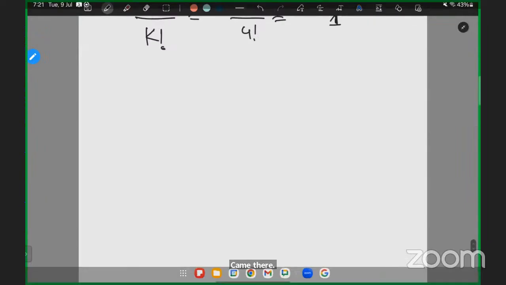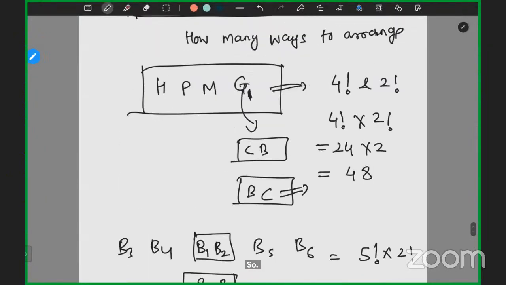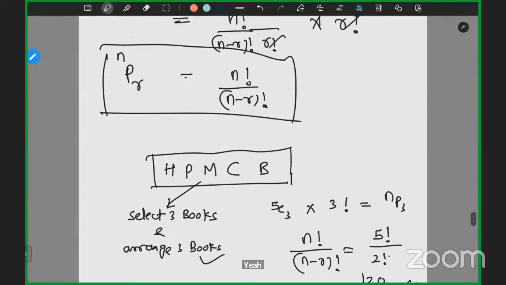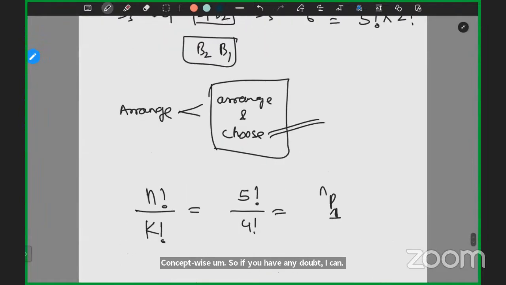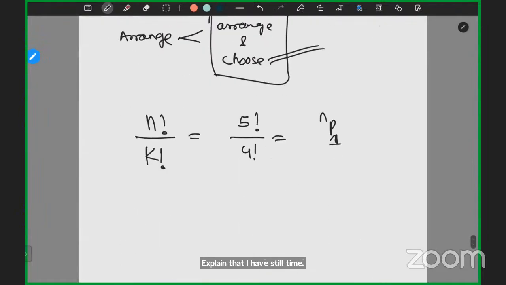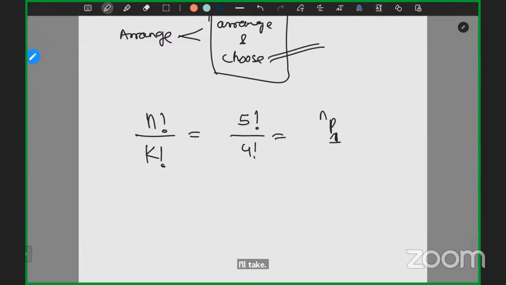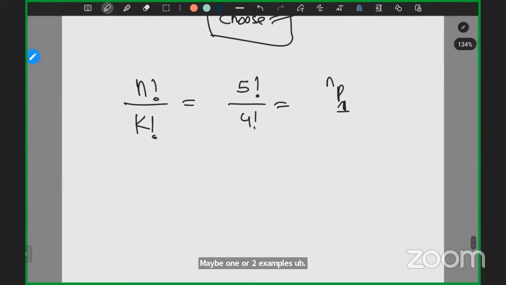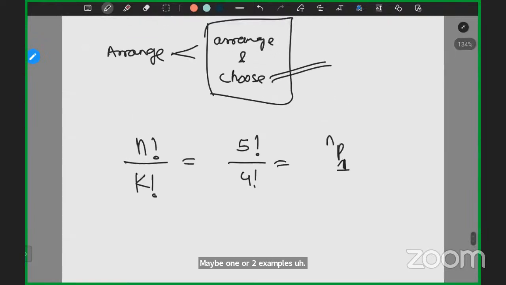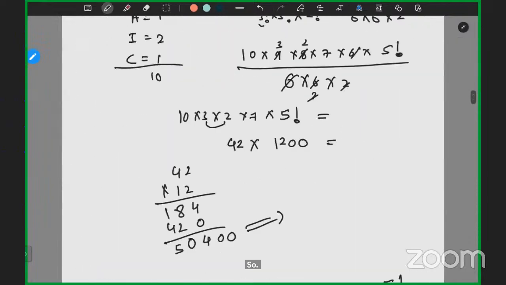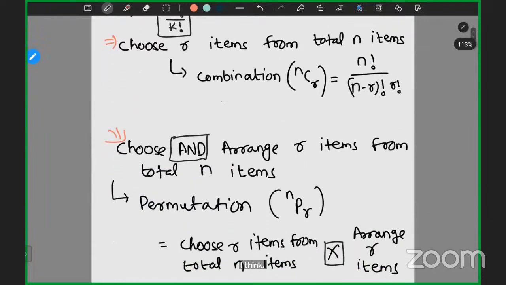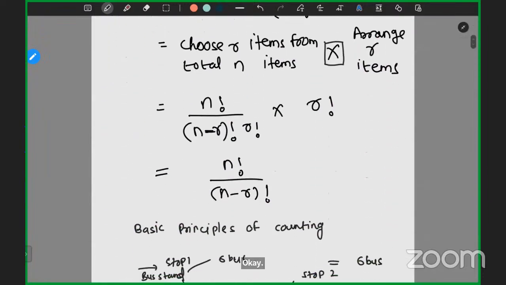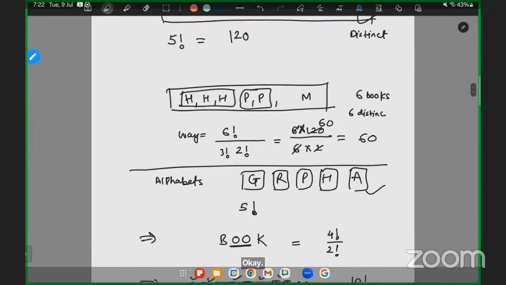So I think that's all for concept wise. If you have any doubt, I can explain it. I still have time. I'll take maybe one or two examples, and then we can proceed. Could you explain the part where you select? Give me a minute, did I miss anything? No, I did cover that. Okay, go ahead.